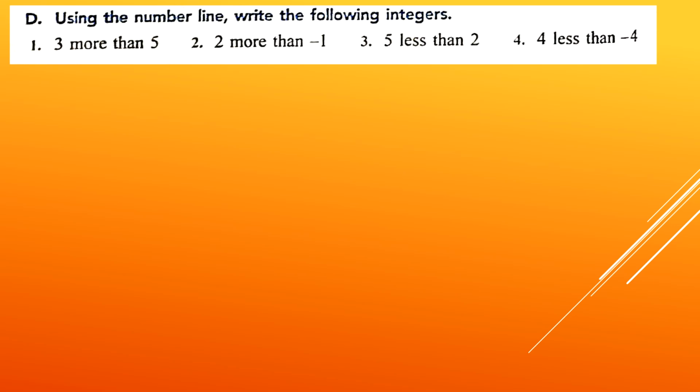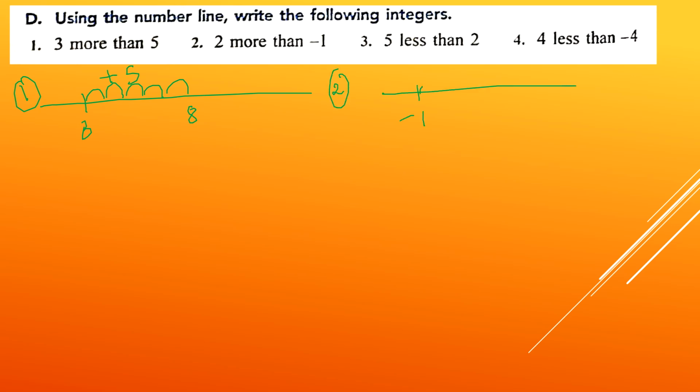So using the number line, write the following integers. So 3 more than 5. 3 more than 5 is obviously 8. If you have to show it, this is 3 units: 1 unit, 2 units, 3 units, 4 units, 5 units. So here you will have 8, 3 plus 5. This is your question number 1. Question number 2 is 2 more than minus 1. If this is your minus 1, 2 units more: minus 1, 0, 1. The answer is 1.